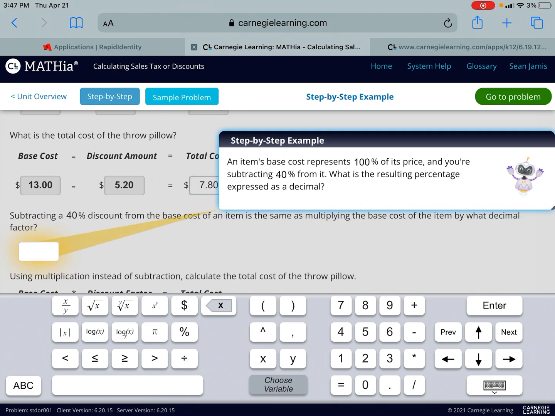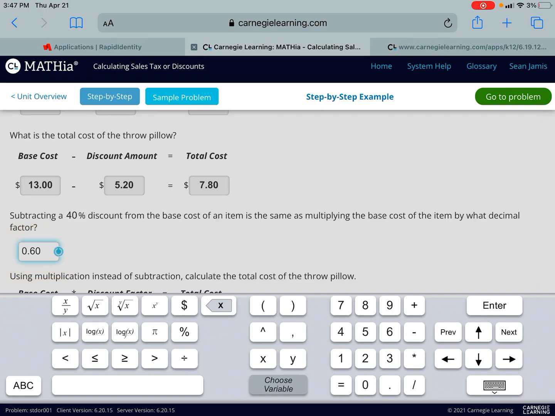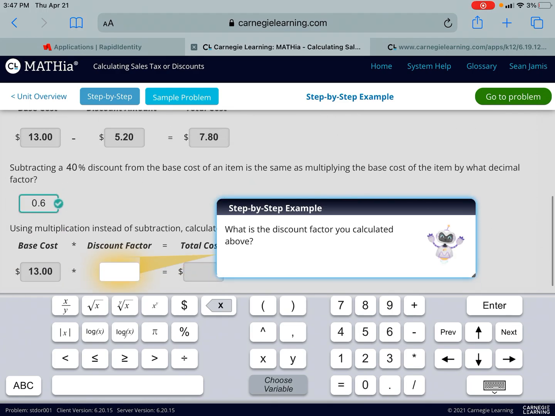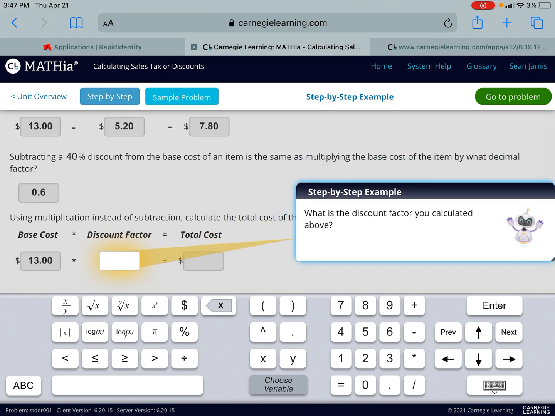An item's base cost represents 100% of the price, so subtracting 40% of it, what is the resulting percentage expressed as a decimal? So we'll do 100 minus 40. Oh, there you go. So it's 0.60, because 100 minus 40 is 60. What's the factor calculated above, which is 0.6.